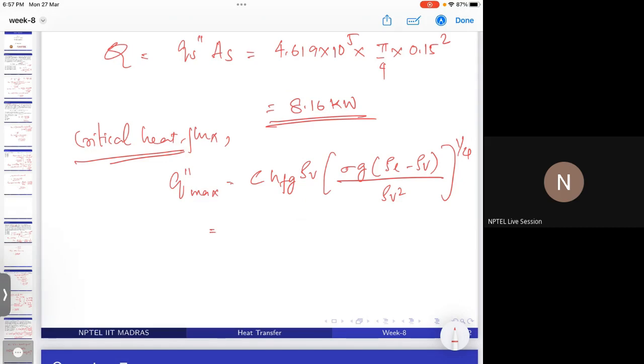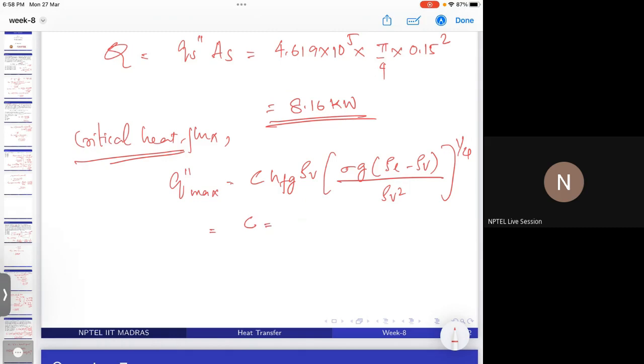This critical heat flux is independent of the surface material and is weakly dependent upon the heated surface geometry. So we have different values of C, which are found experimentally. For a large horizontal flat plate, we can assume this copper pan as a horizontal plate.